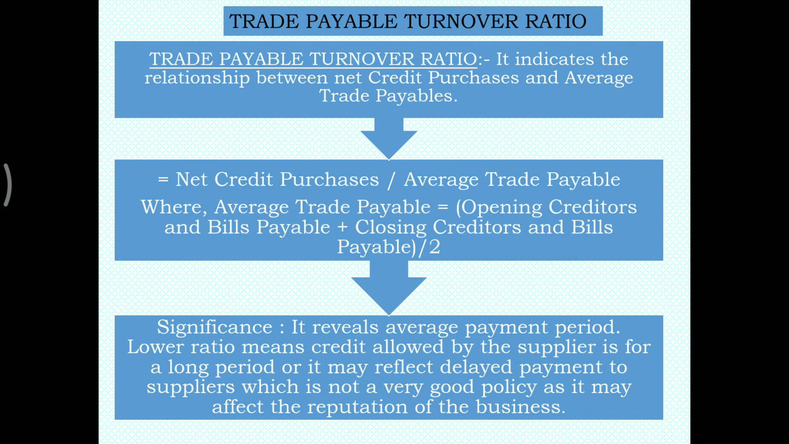This ratio explains to us how frequently we are paying. If it is lower, it will show that more days or months have been allowed by the supplier as credit policy. So obviously when it is lower, you will have to pay your supplier after a long time, and it will be better for you. Come to the next.